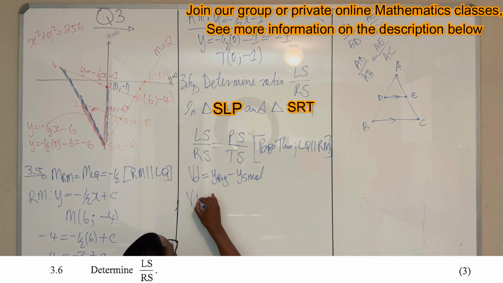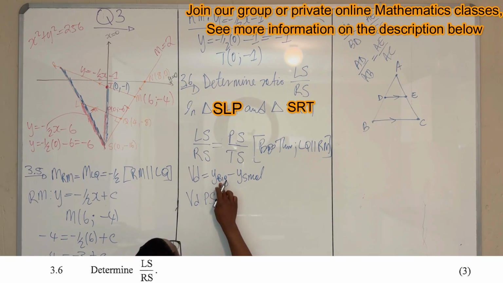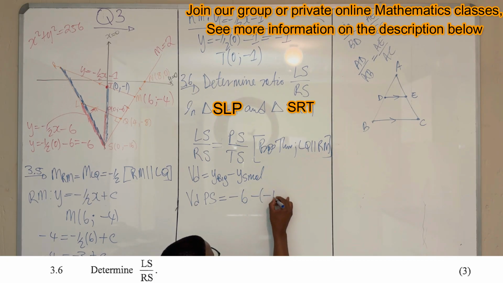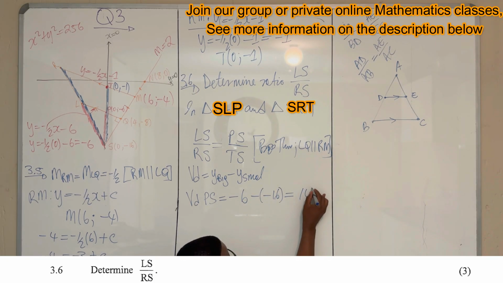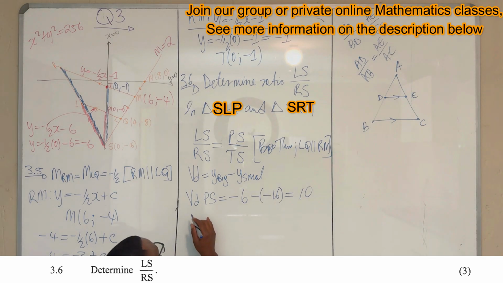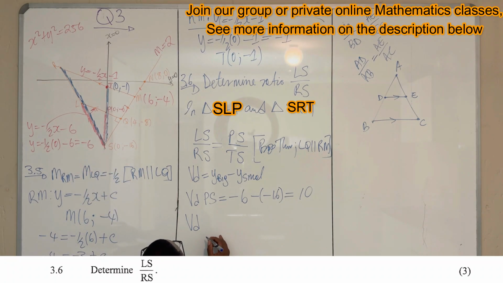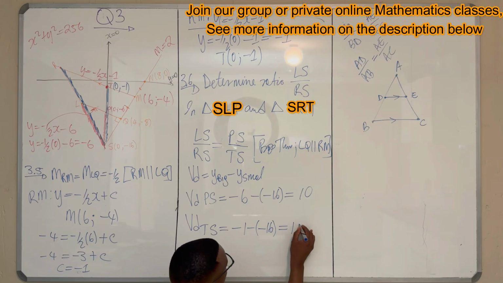So our vertical distance PS is equal to the big Y value. The big Y value is minus 6 minus the small y value, which is minus 16. So the answer to this is 10. So the vertical distance TS, because it's also a vertical distance along that line, or you can use the distance formula, is equal to the big Y value, which is minus 1, minus the small y value, which is minus 16. So the answer will come out to be 15.